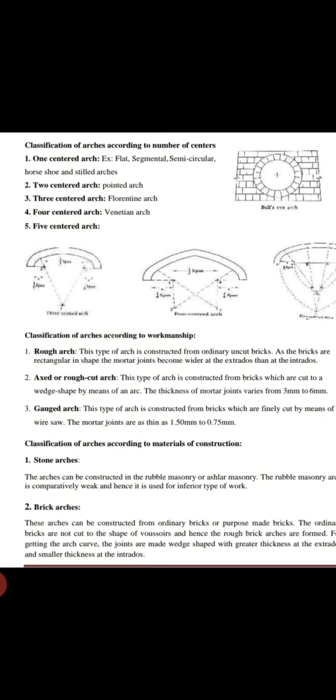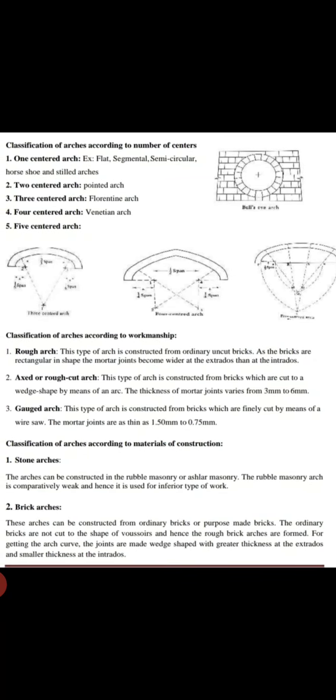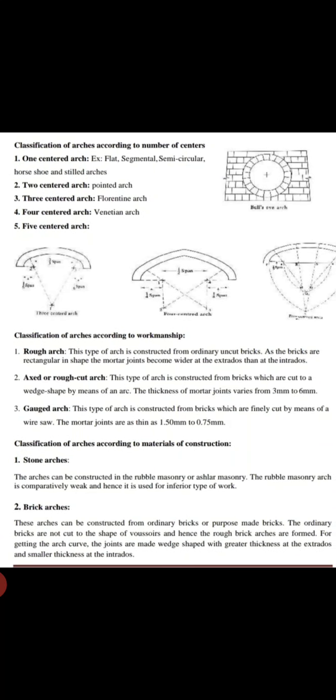Next is the gauge arch. This is a type of arch constructed from bricks which are finely cut by means of a wire saw. The mortar joints are as thin as 1.5 mm to 0.5 mm. Next one is the classification of arches according to the material of construction. The first one is the stone arch. The arch can be constructed in rubble masonry or ashlar masonry. The rubble masonry is comparatively weak, hence it is used for inferior types of work.